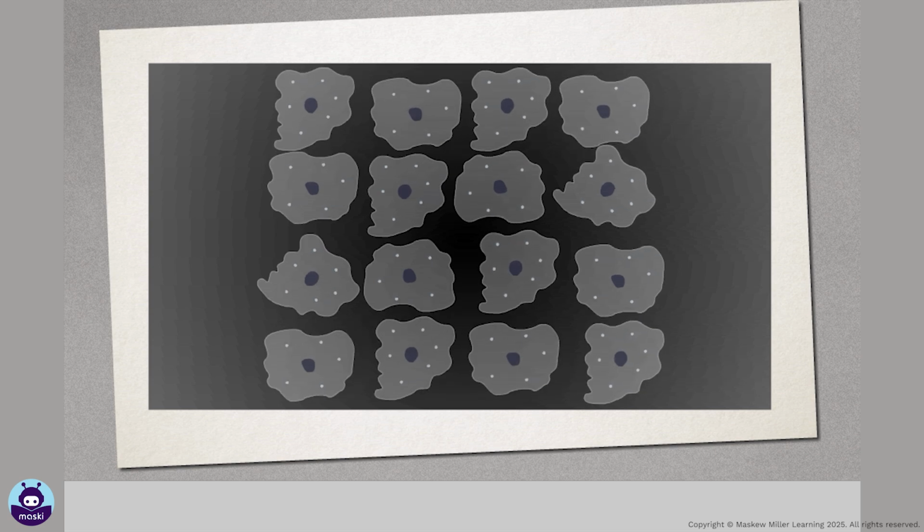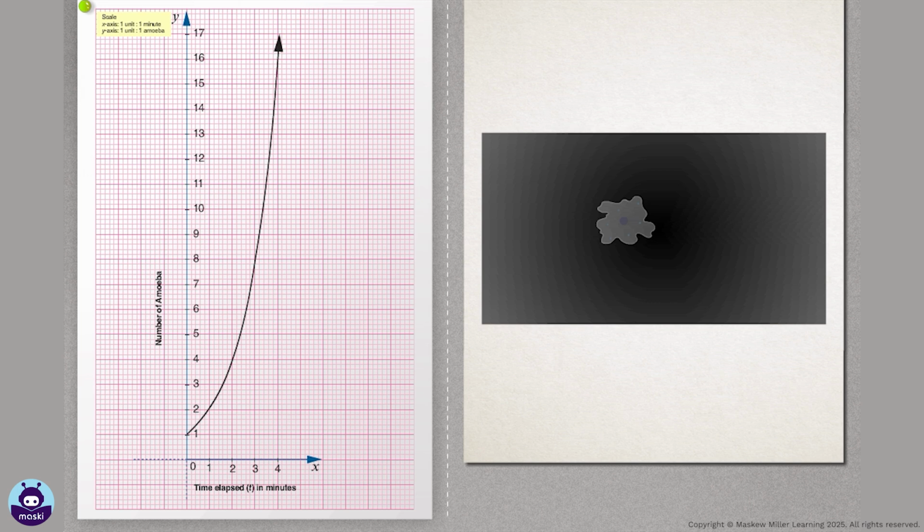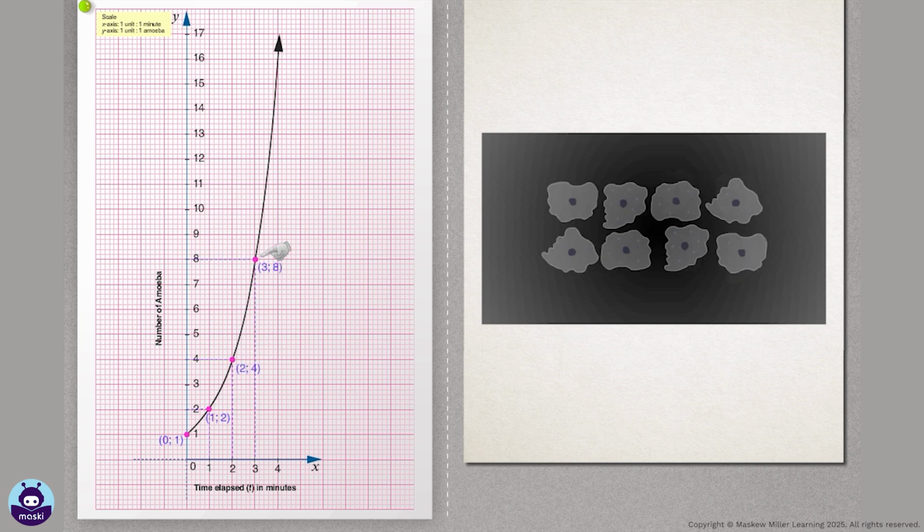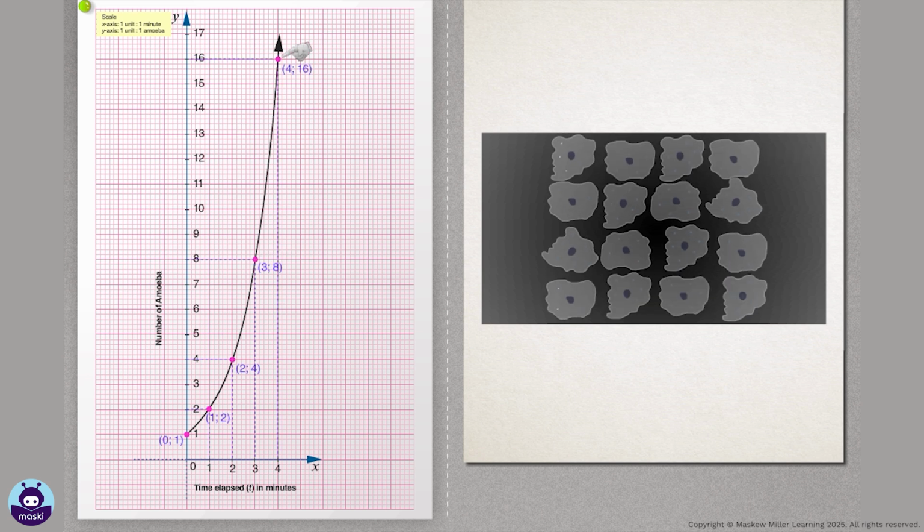This continues. If we plot the number of amoebas on the y-axis against the time elapsed on the x-axis, we get a smooth curve. At t = 0 minutes, there is just 1 amoeba. At t = 1 minute, there are 2 amoebas. At t = 2 minutes, there are 4 amoebas. At t = 3 minutes, there are 8 amoebas. At t = 4 minutes, there are 16 amoebas. This is an example of an exponential function.